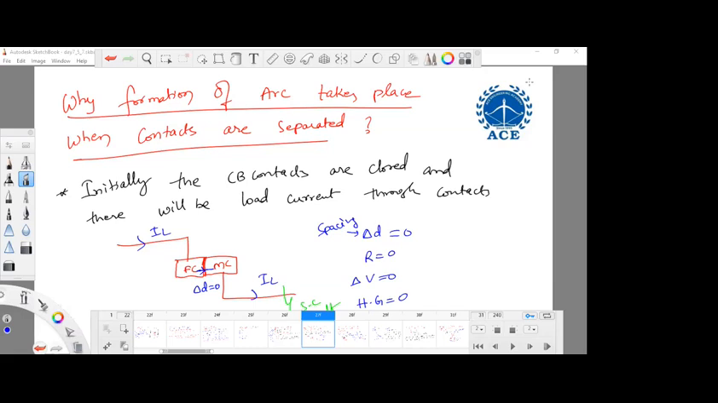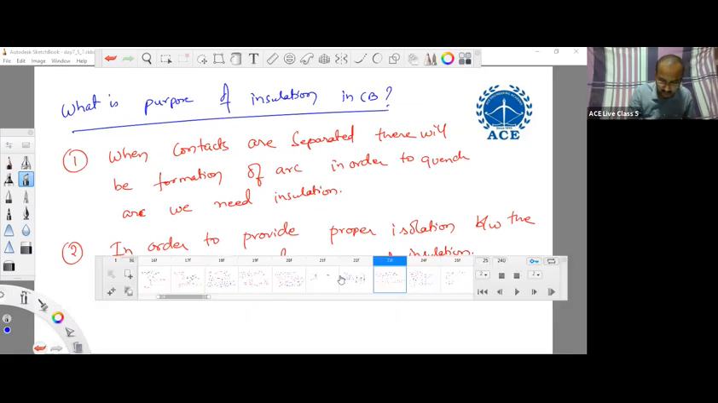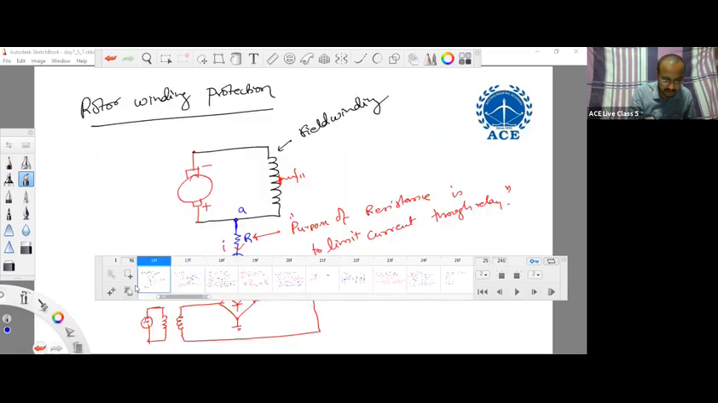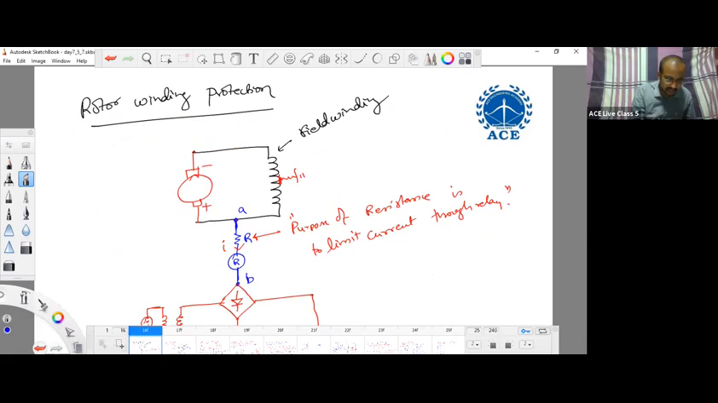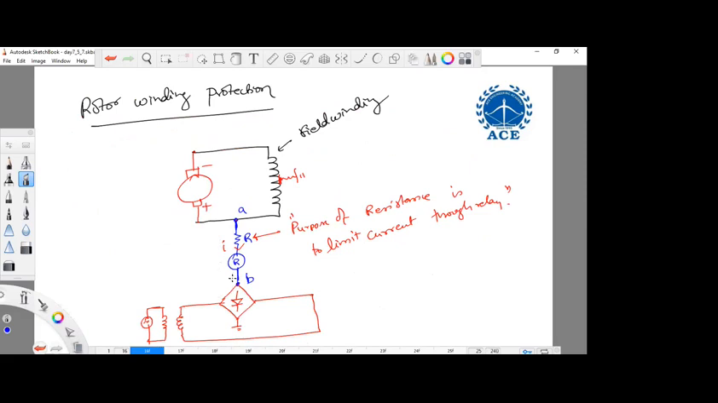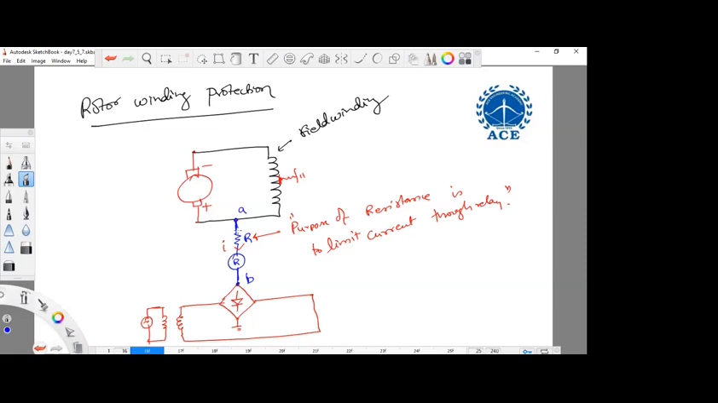Sir, once explain rotor winding protection, sir. During normal condition, we will maintain the node A potential the same as node B potential. That will tune the rectifier circuit. If node A potential and node B potential are the same, what will be the current to the relay? Zero. Relay will not operate.